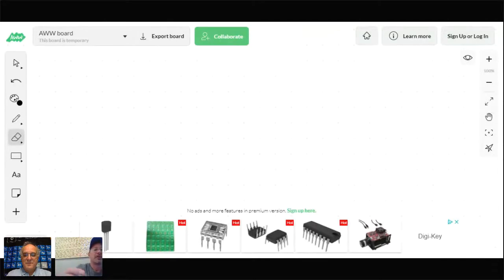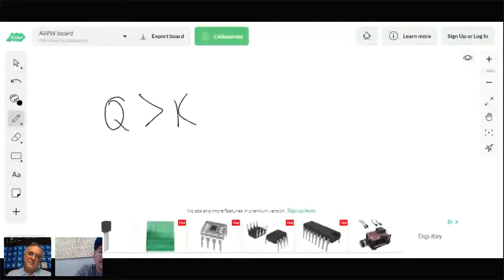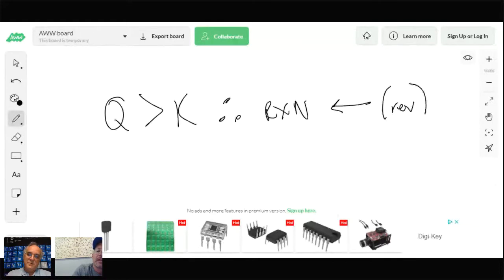Okay, so let's say you're writing, well, Q, why won't it let me write? Here we go. Q is larger than K, therefore, the reaction will proceed to the left or in the reverse direction, increasing my reactants, decreasing my products, okay?